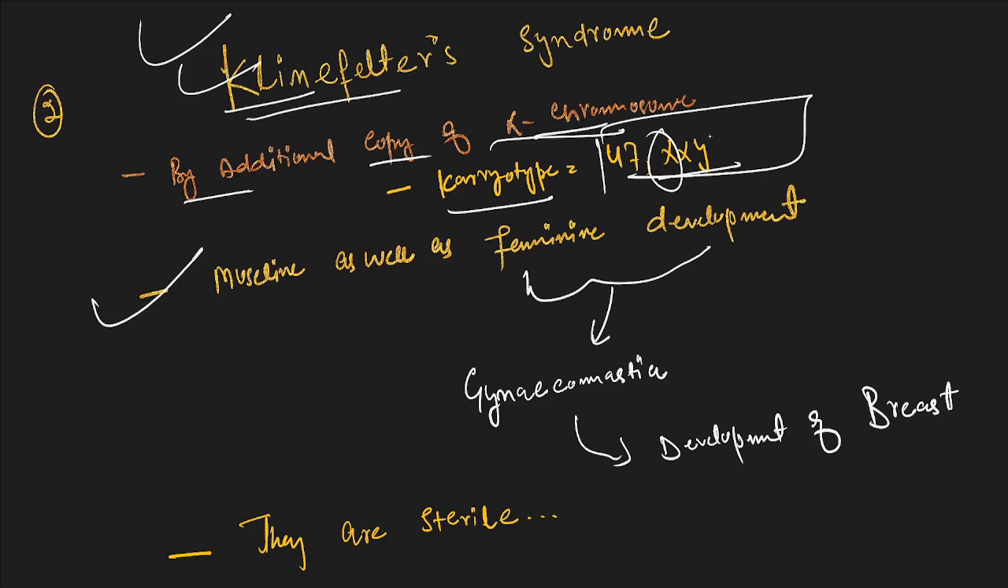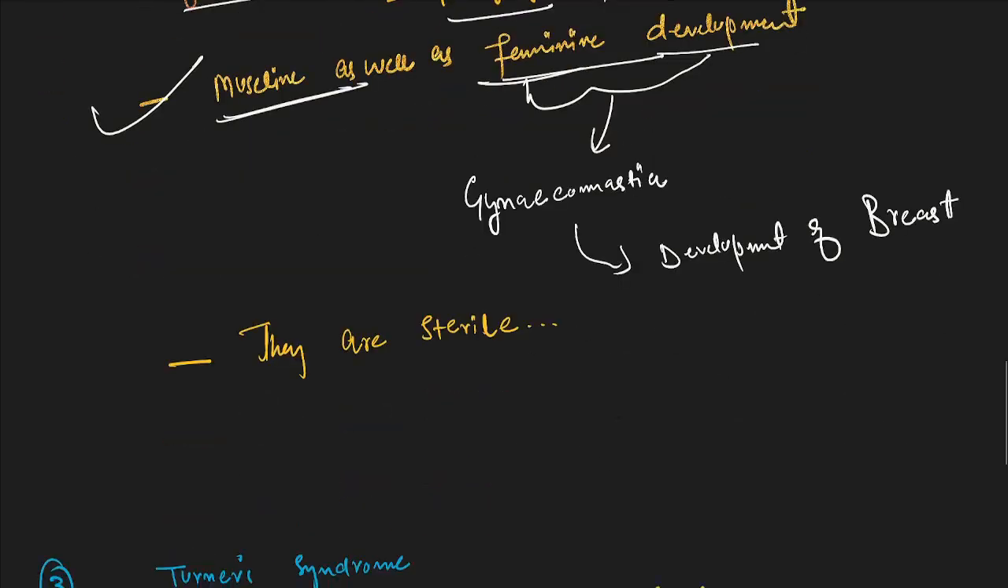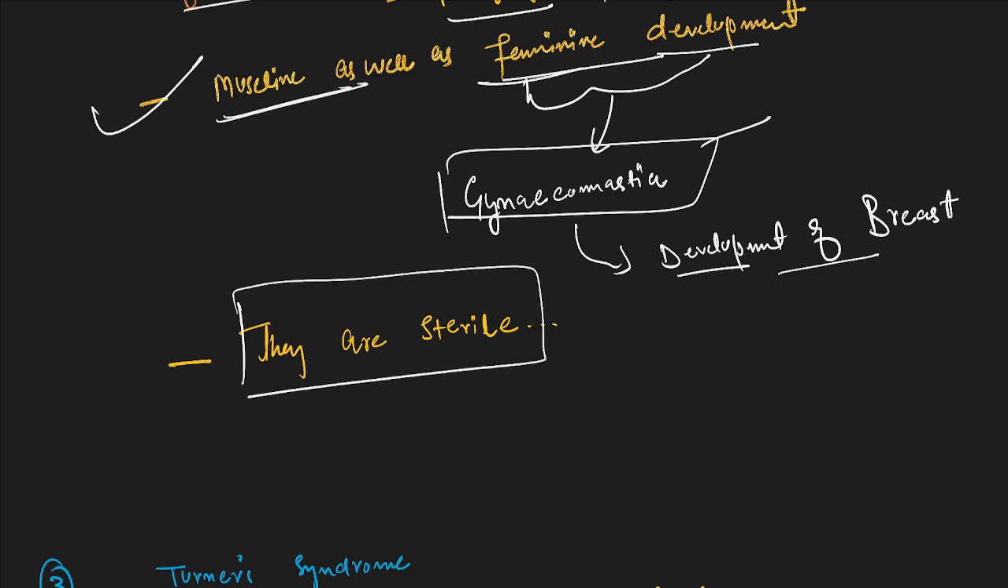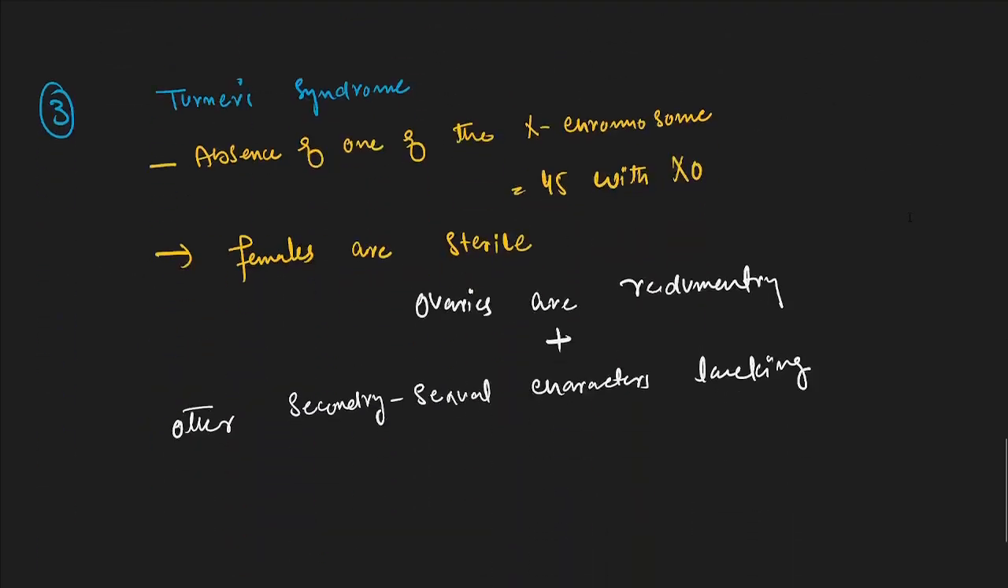So here are some of the characteristics you should remember: masculine as well as feminine development. The person having Klinefelter syndrome shows masculine development as well as feminine development. Now, among the feminine development, what exactly happens in those organisms? Gynecomastia development happens in those organisms. What is that? That means development of breasts happens in those organisms. And overall, those organisms are generally sterile. This is again a very important point for you.